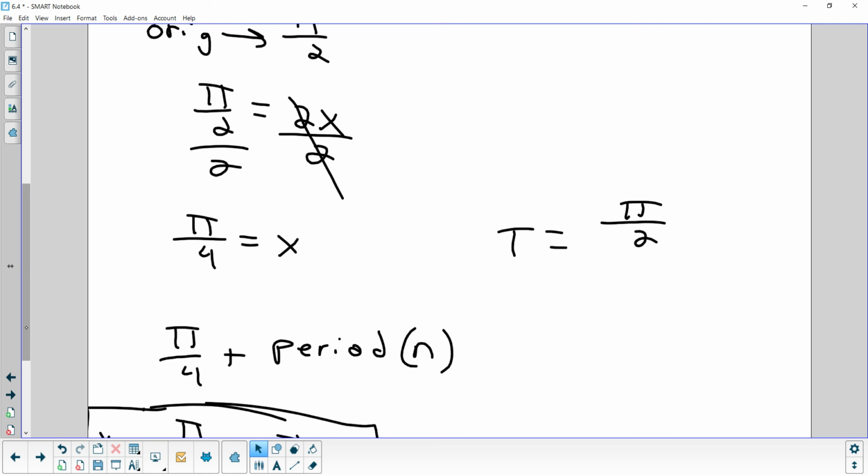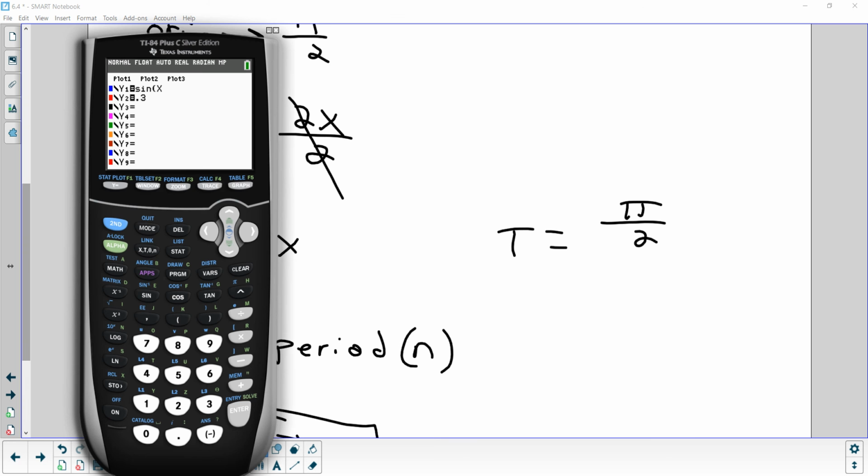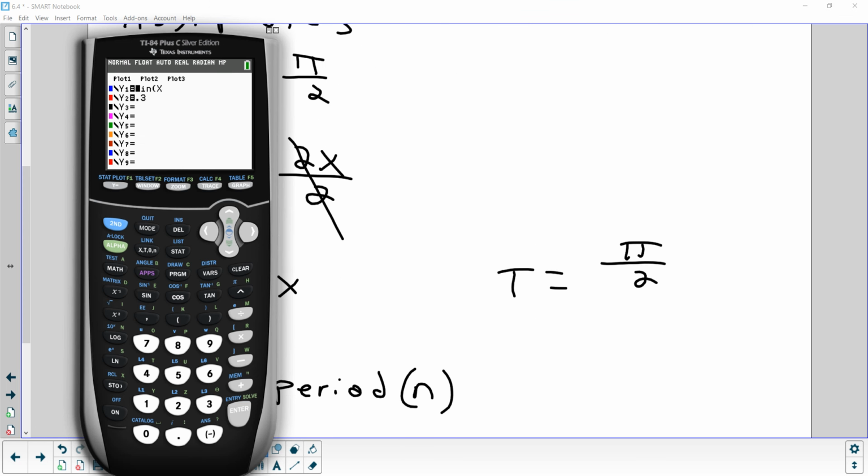Michael? Pi over 2. And if you triple that, what do you get? 3 pi over 2. So the easiest way to show 3 cycles would be to set your window to triple the period. Now you'll see 3 cycles. Remember, range isn't as important on tangent because it's going to go up and down forever. So let's just type it in.